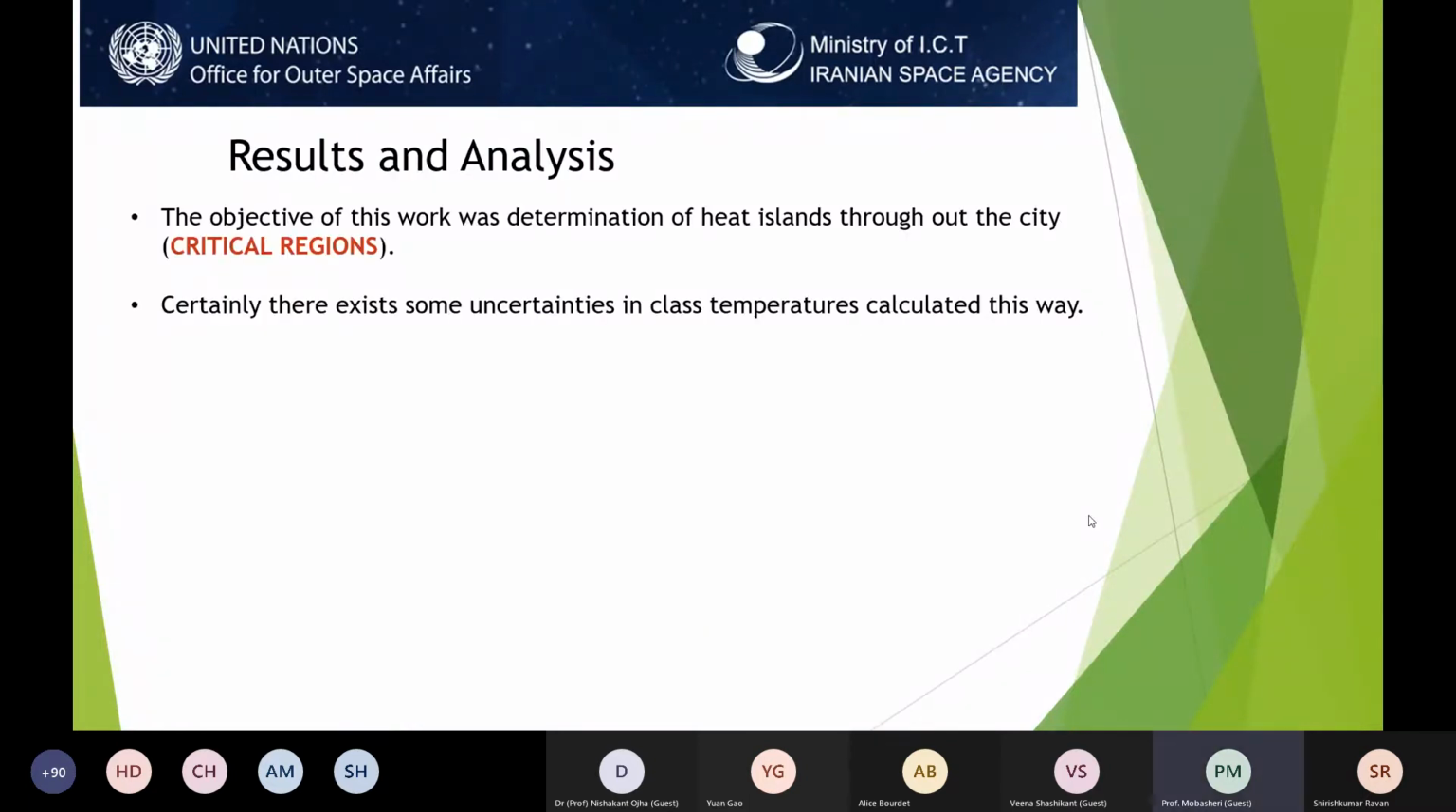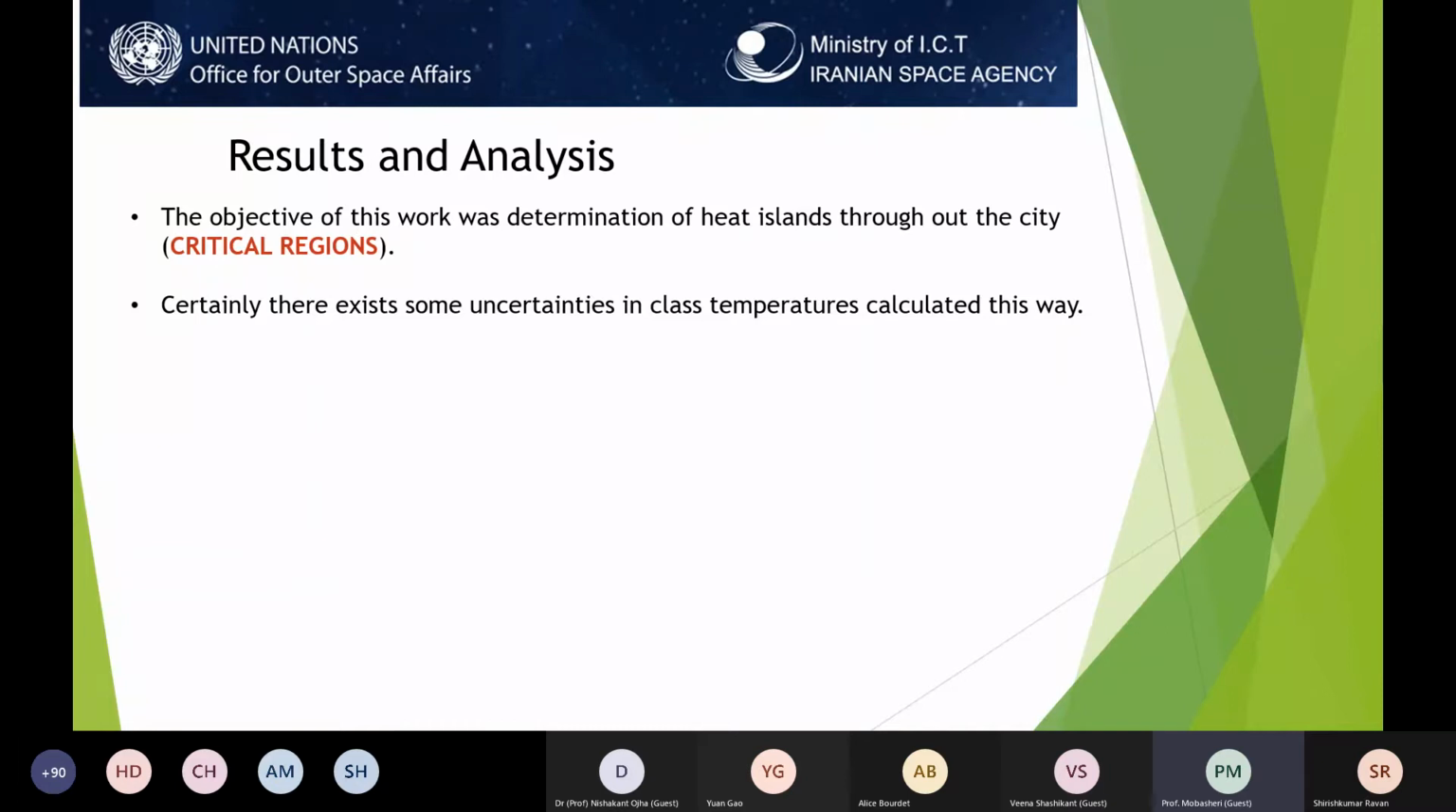Okay, so we go to the results and analysis. As you can see, what we are looking for is to find the critical regions within the city, especially industrial cities and big cities. We do not actually look for precise temperature measurements. Why? Because there are lots of sources of uncertainty in MODIS images, due to atmospheric effects, dust, different pollution, clouds, and smog inside the city. We cannot get rid of these uncertainties easily, because the correction of these satellite images takes a lot of time. So what we are looking for is the critical regions. We have to identify those regions.